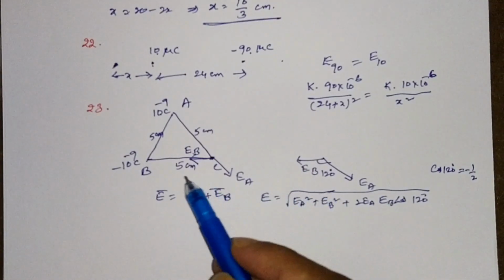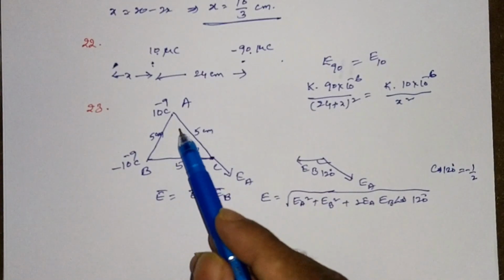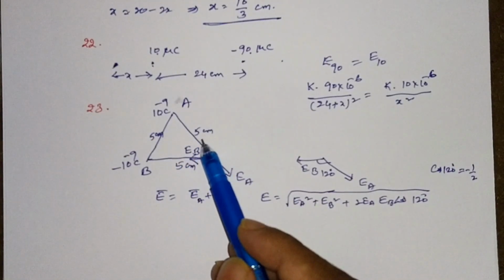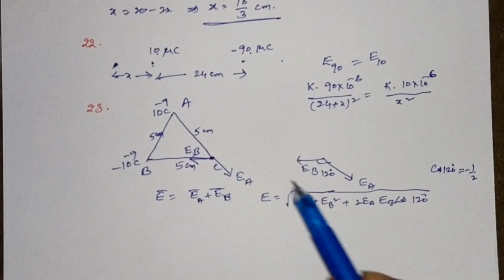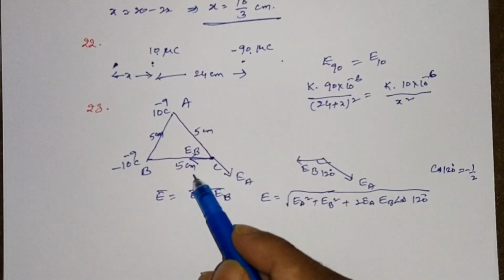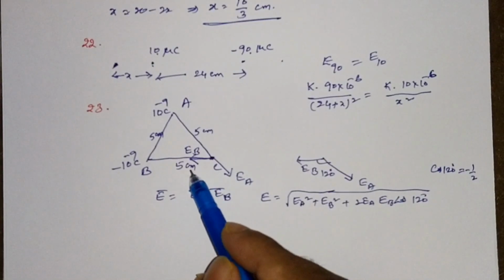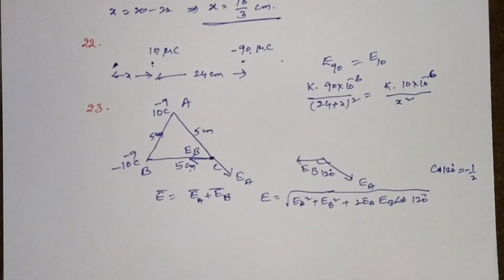EA value how much? You take K into 10 power minus 9 by 5 into 10 power minus 2 whole square. EB value how much? K into 10 power minus 9 by 5 into 10 power minus 2 whole square. Similarly you solve it.